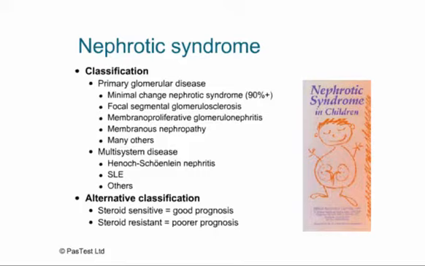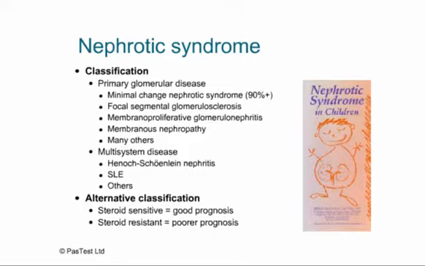This classification is useful, but an alternative classification is much more straightforward. That is, that irrespective of your underlying histology, if you have steroid-sensitive disease, your prognosis is good. And conversely, if you have steroid-resistant disease, again, irrespective of what the pathology is, your prognosis is much poorer. And in practical terms, the second classification is much more useful.